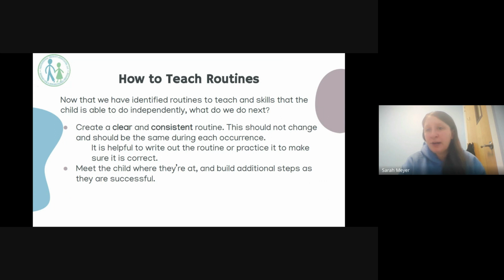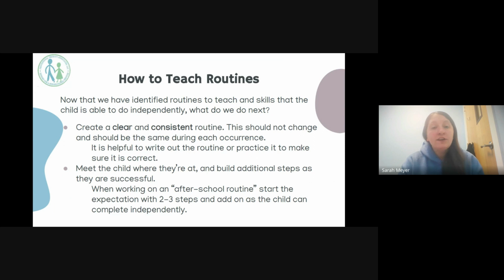And really important, meet the child where they're at and then build additional steps as they're successful. So for example, if you're working on an after school or afternoon routine, start with 2 to 3 steps within that routine that the child can complete independently and have that be our expectation. It's not saying that that routine can only be 2 steps forever. We can add on to it, but we want to make sure that the child is successful the first couple times that they're going through that routine. So we're going to start small. We're going to meet the kids where they're at so that the kids can be successful in beginning that new routine.